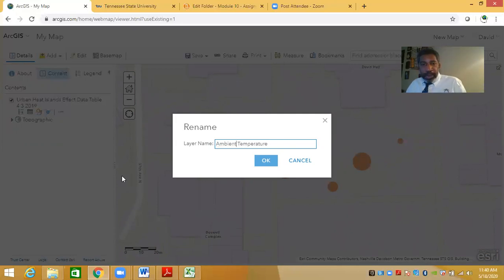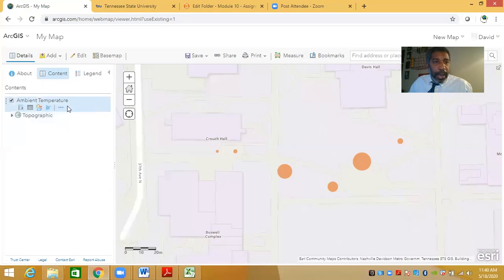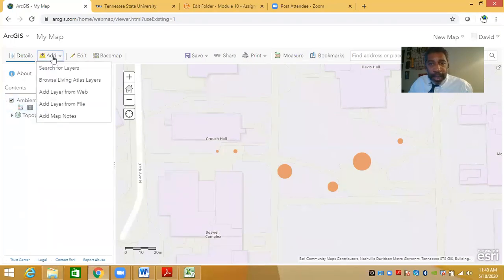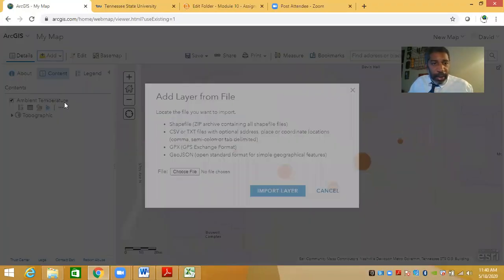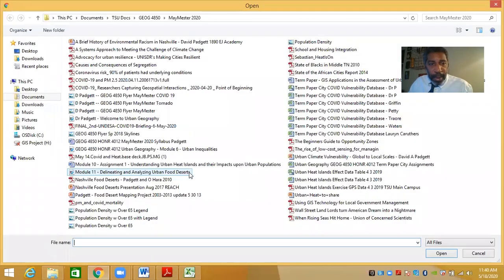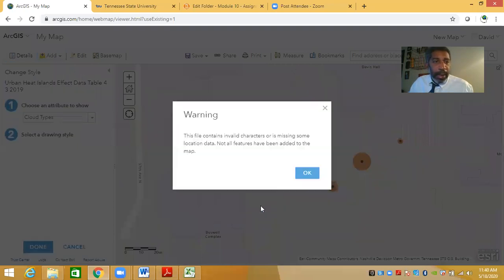Ambient temperature. So this is the temperature that we would collect with the liquid filled thermometer. And now let's bring that same data table in again. And so this again is showing you how to get multiple layers onto your map. Pull that same table in again in CSV format.